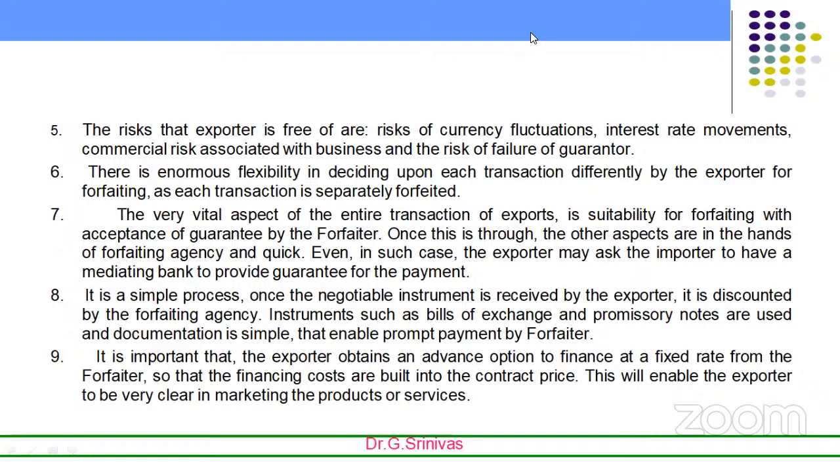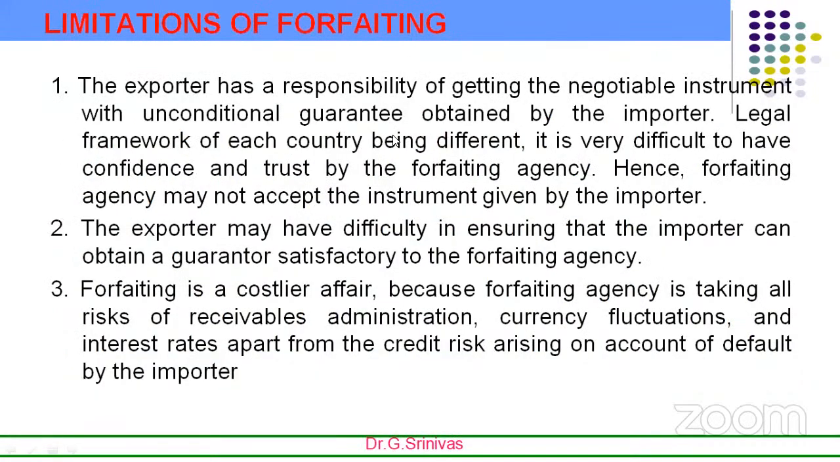It is important that the exporter obtains an advance option to finance at a fixed rate from the forfeiter, so that financing costs are built into the contract price. This will enable the exporter to be very clear in marketing the products and services. Before exporting the goods, the exporter and the forfeiter will make an agreement. In that agreement, they will write the clear prices of the products. So the exporter has a clear idea in marketing products and services. These are the benefits of forfeiting.